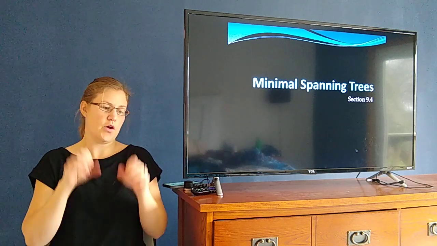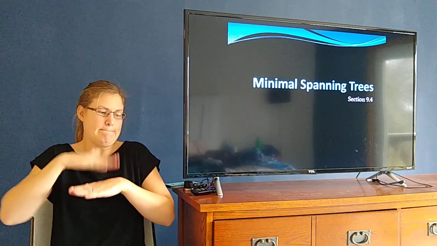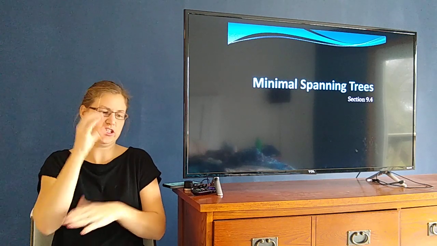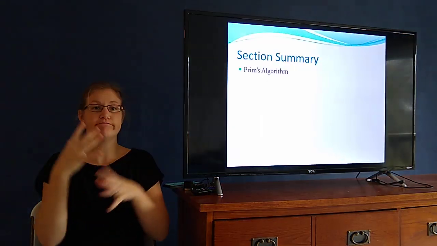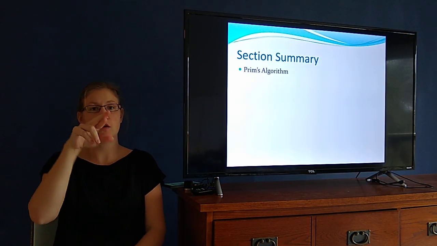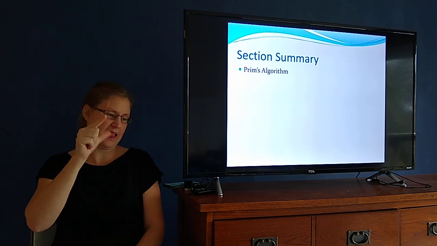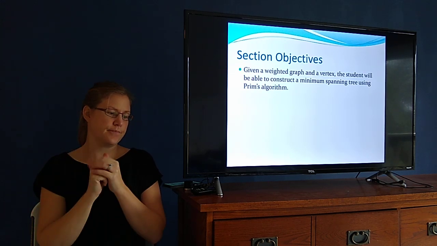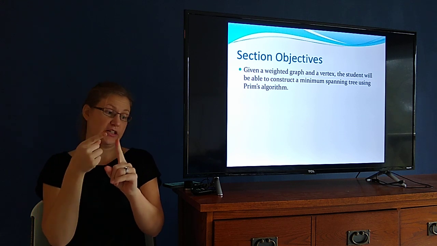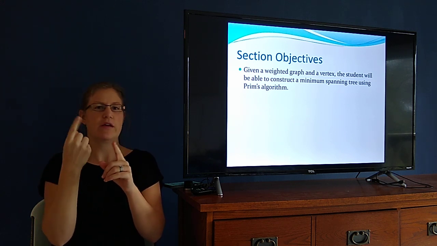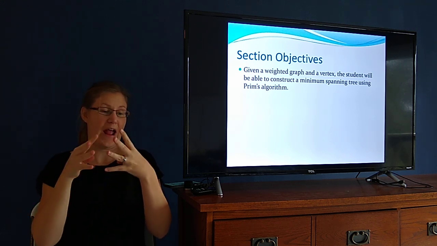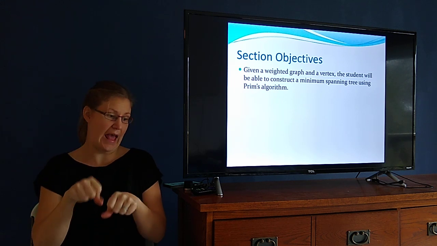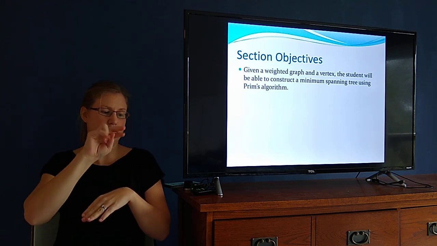Everyone, today we are going to learn about minimum spanning trees. Chapter 9, Section 4. In this section we are going to learn only Prim's algorithm, or the greedy algorithm. The section has only one objective: given a weighted graph and a vertex, you will be able to construct a minimum spanning tree using Prim's algorithm.